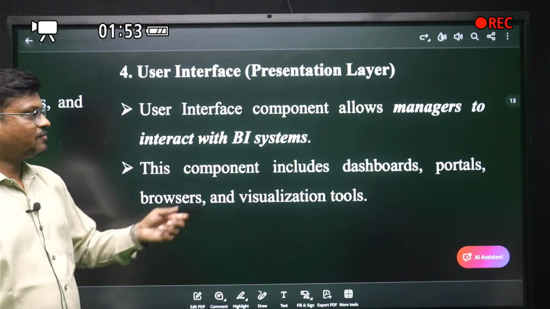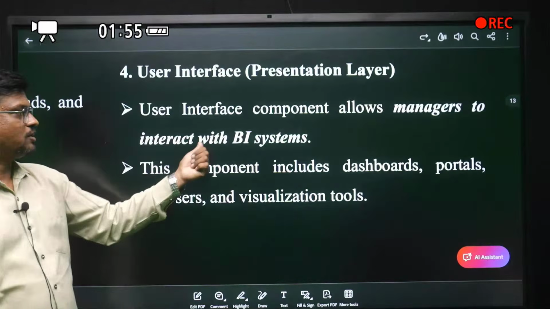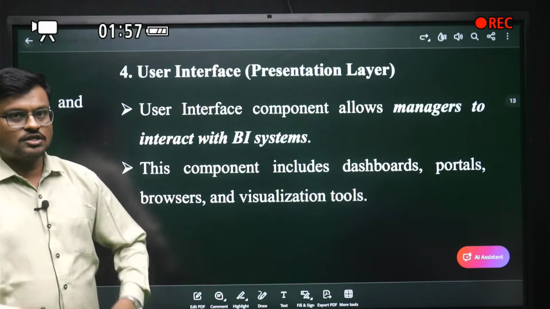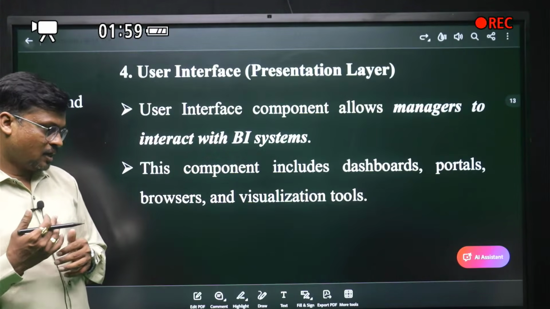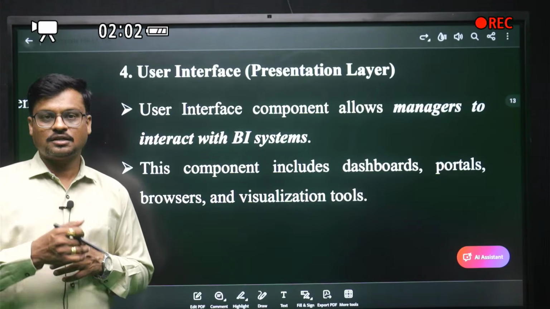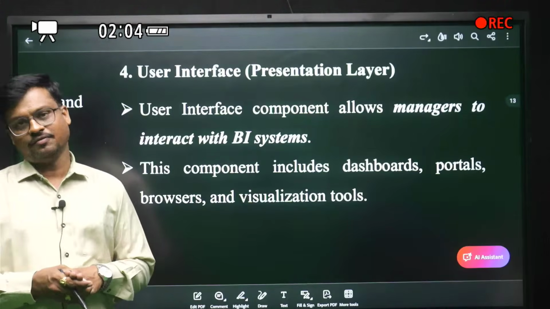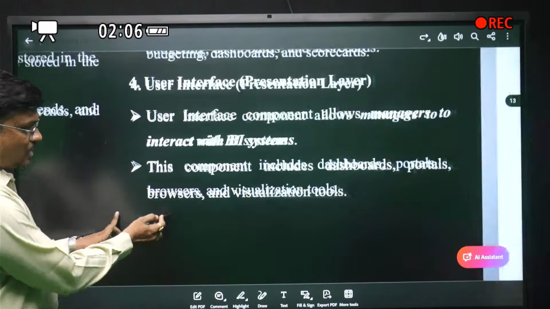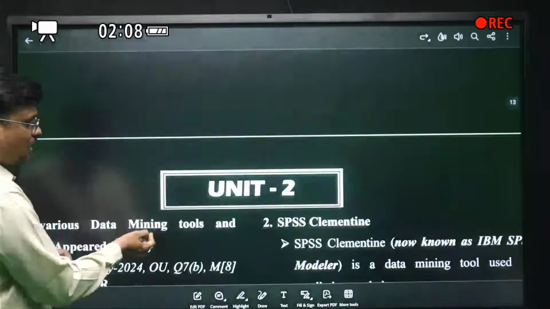In the user interface, the component allows the managers to interact with the BI system. Users can interact with the BI system and they will be able to give ad hoc queries and get the required information from it. This is the architecture of your business intelligence.